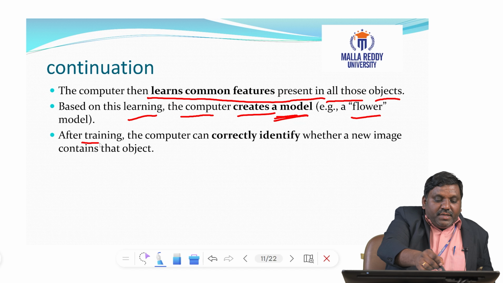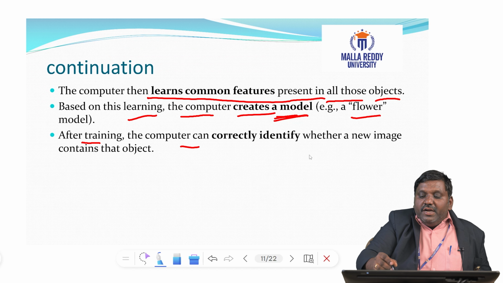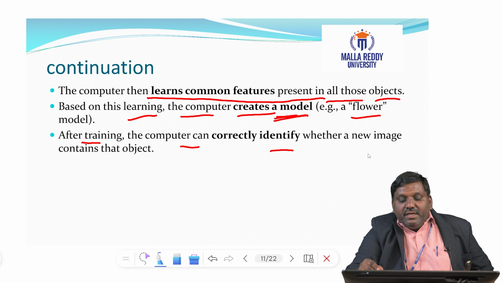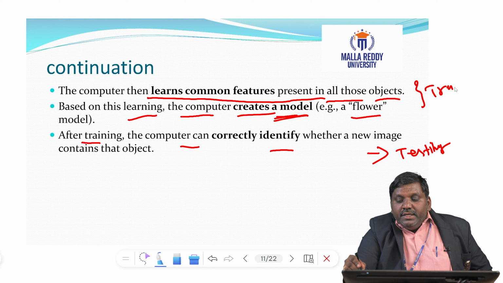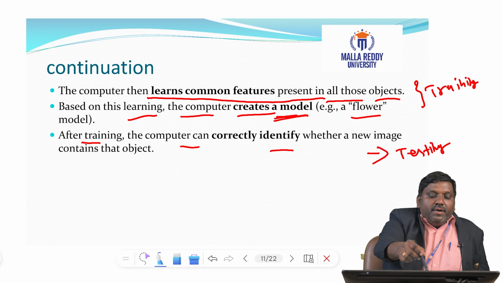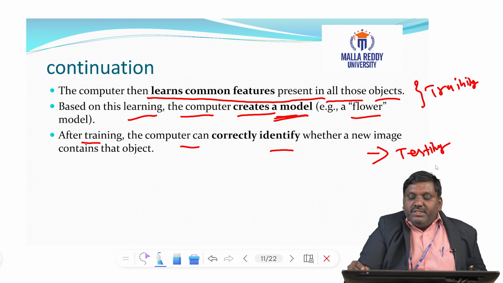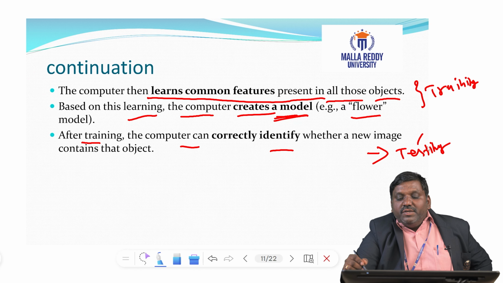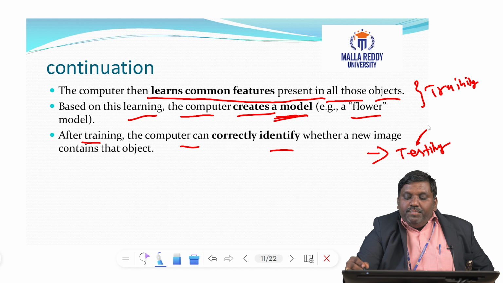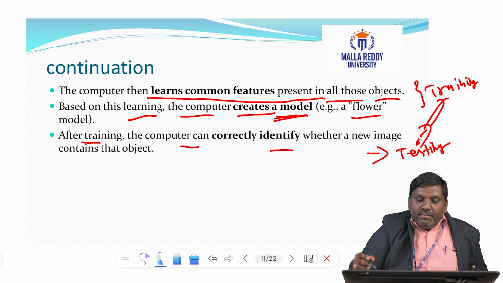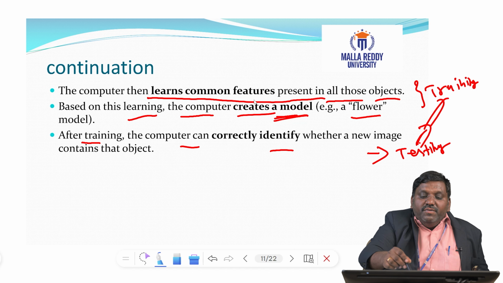After the training, the computer can correctly identify whether a new image contains the object or not. This is what happens in the testing phase. Once the training is completed, we go for testing. To test, I give a real-time image. The system will map my image with the trained data sets. Then it will correctly identify the object with the help of the corresponding features or patterns.